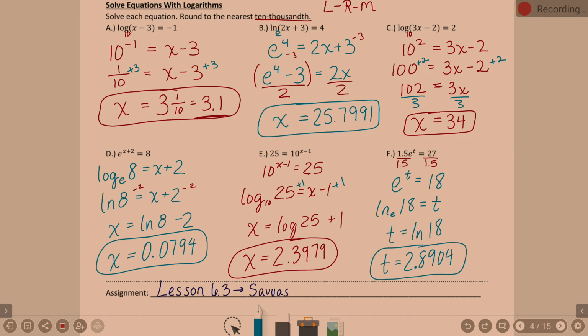Okay, got an idea of how to solve equations here? Okay, so that takes us to the end of 6.3.